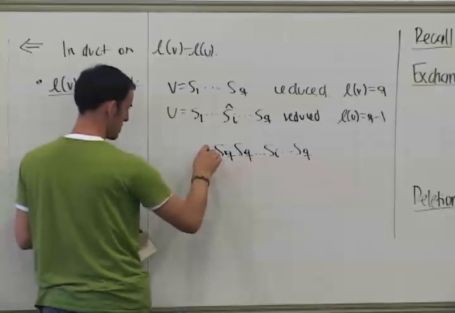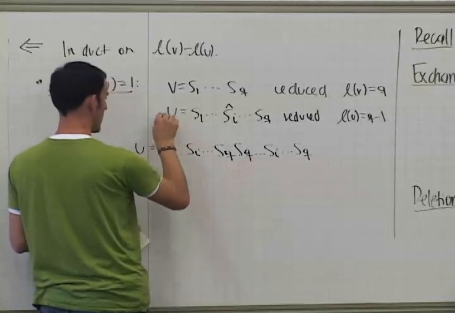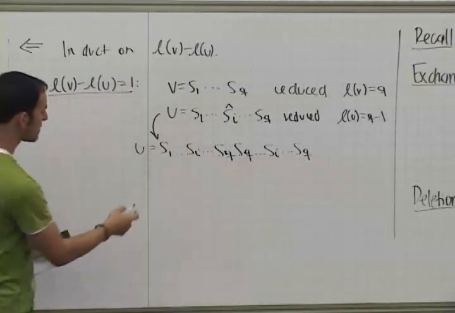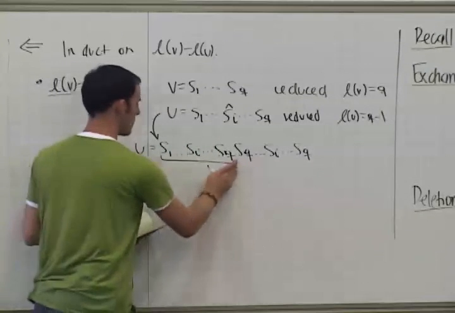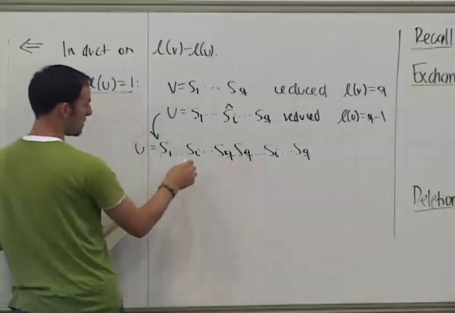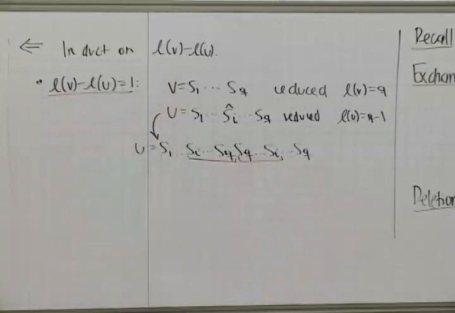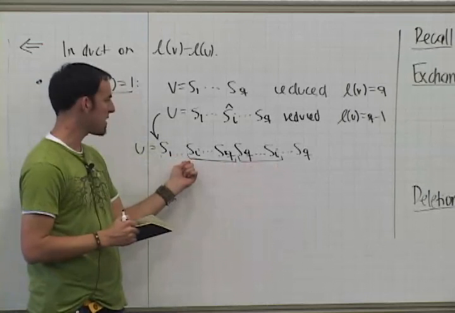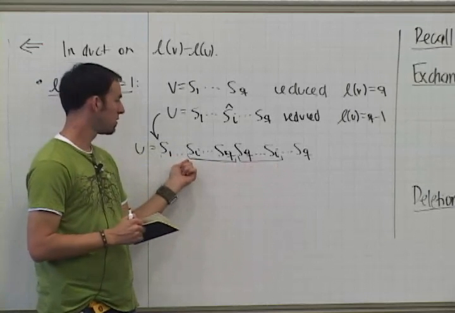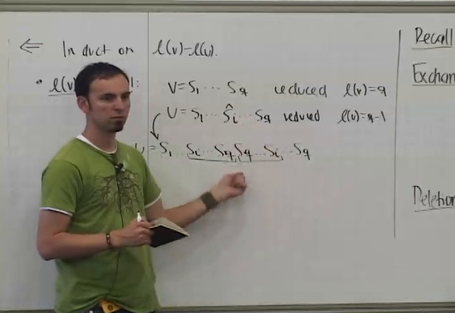S_i squared is 1. So I claim that these two things are equal. Why? Because when I multiply all of this out, you see this thing and this thing are inverses of each other, because they're the reverse of each other. So when I multiply this by this, I'm going to get S_1 up to S_{i-1}, then S_{i+1} up to S_q. So these two things are equal to each other.